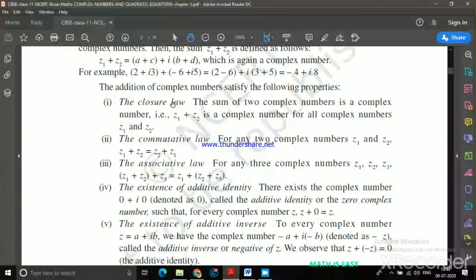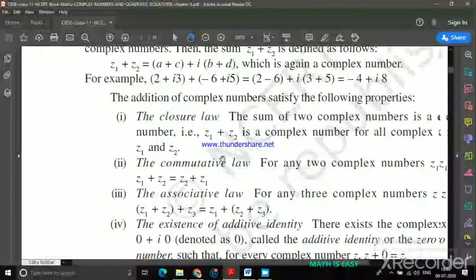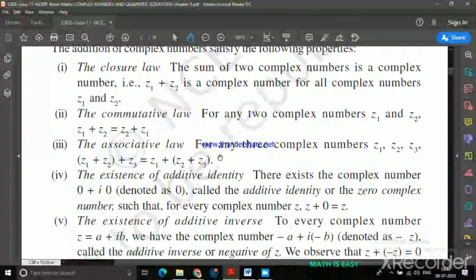Even the difference of two complex numbers again gives you a complex number. As I said, the imaginary part can be 0. That means every real number itself is a complex number. Next, commutative. That is, if Z1 and Z2 are two complex numbers, then Z1 plus Z2 will give you the same as Z2 plus Z1. So that is the commutative property which we have here.